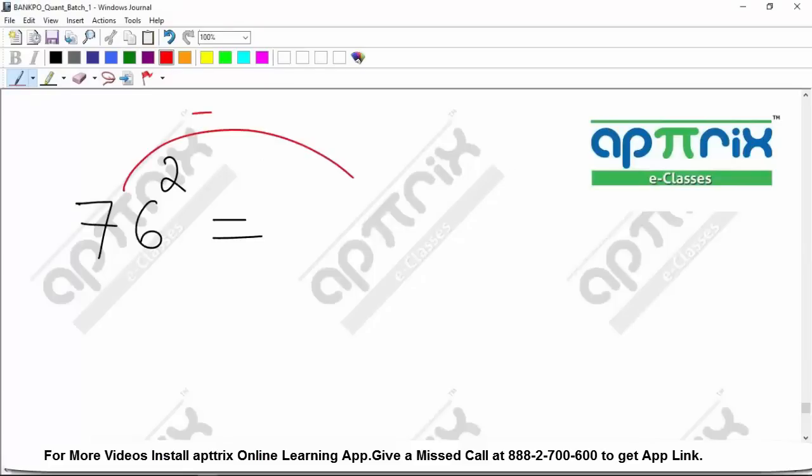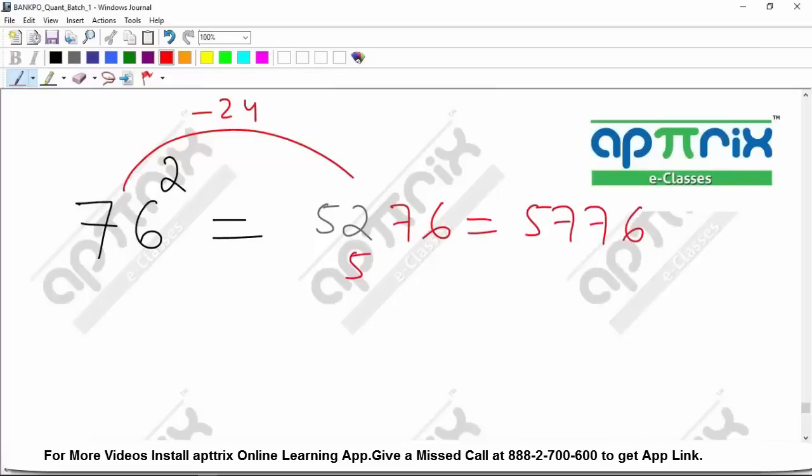What you need to do? Just subtract 24. You will get 52 over here. Then you need to take 24 square, 576. 5 will be coming here. Answer will be 5776. So it's about how you can calculate squares up to 125. If you have the knowledge of squares from 1 to 25, the task is going to be very easy.